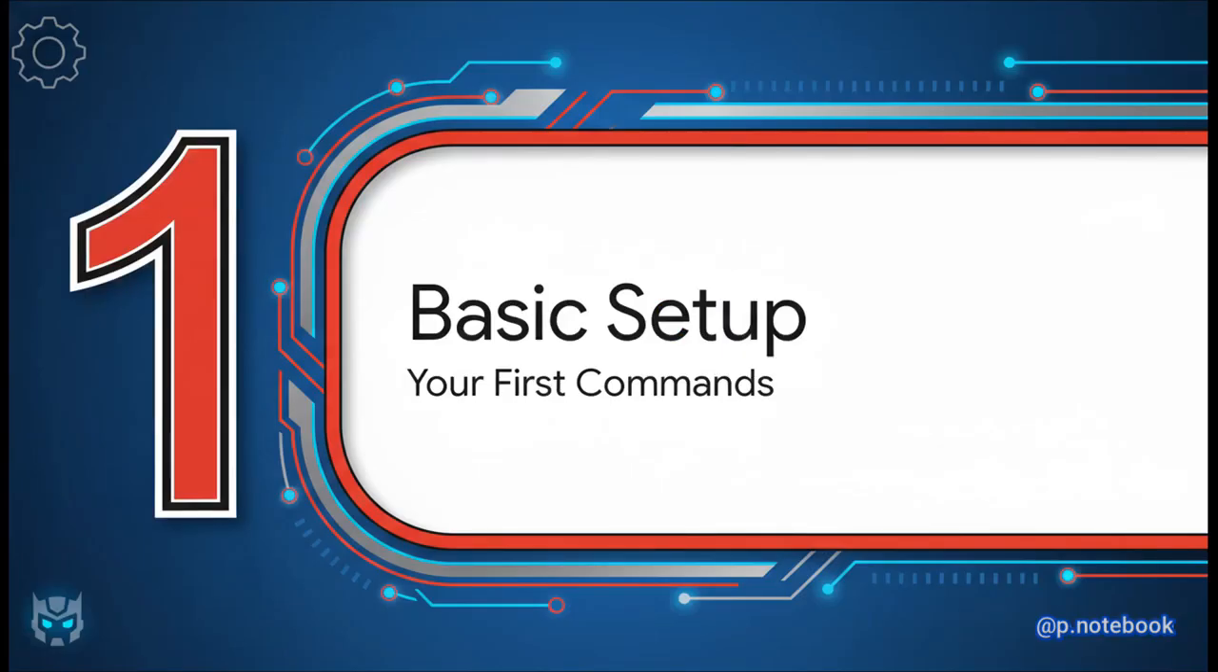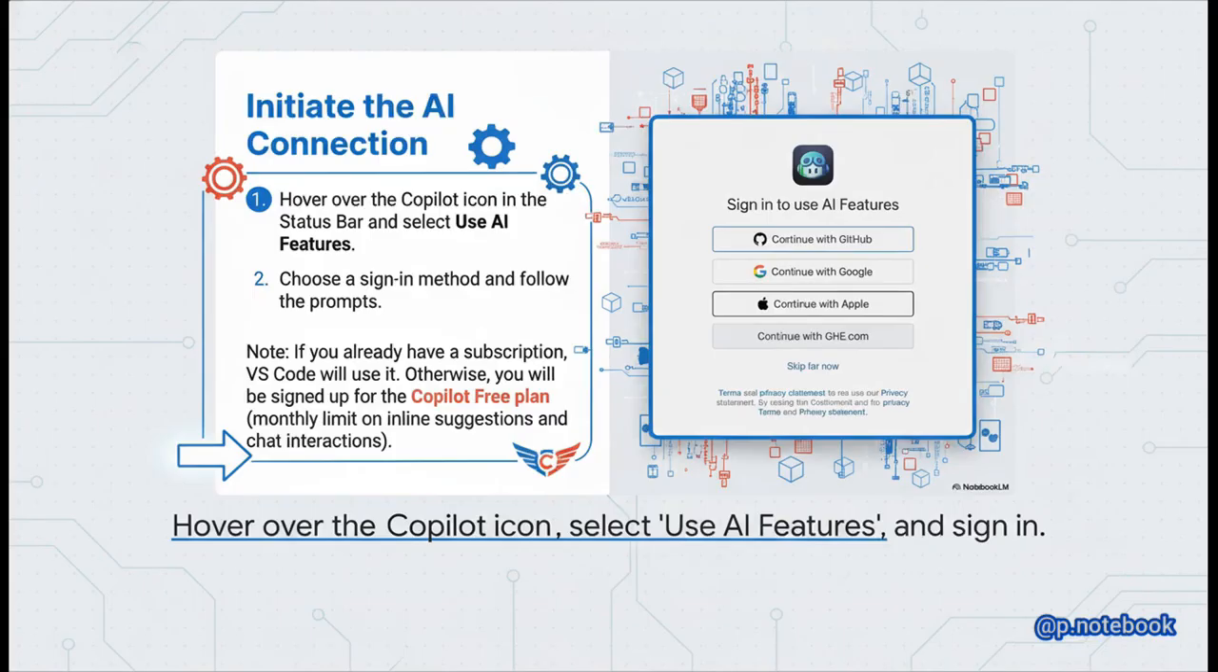Okay, first things first, the basic setup. Let's just get you signed in, authenticated, and ready to write some code. So what you're going to do is look down at the bottom of your VS Code window in that status bar. See that little Copilot icon? Give that a click, and it'll pop up with a sign-in prompt. Now, if you've already got a subscription, it's smart enough to just grab that automatically. If not, no big deal. It'll get you started on the free plan.